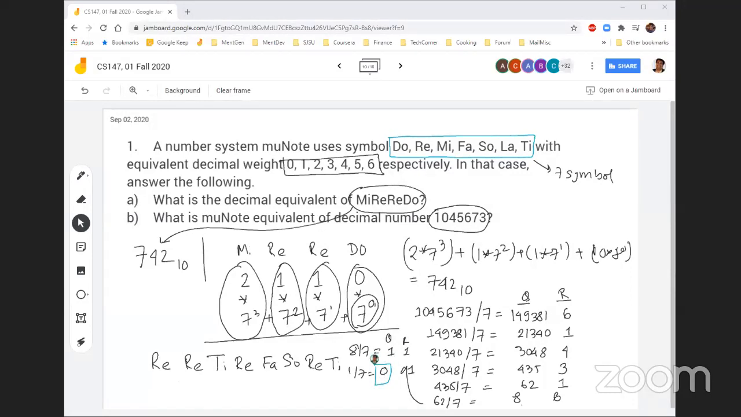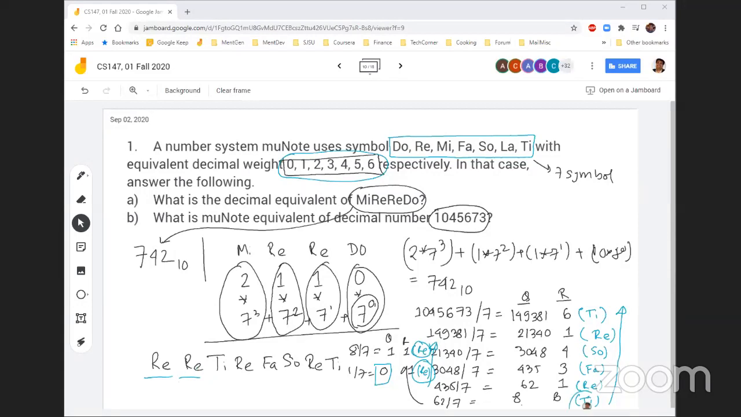Then we mark down the remainder symbols, like 6 corresponds to ti according to our step. And 1 corresponds to re, 4 corresponds to so, 3 corresponds to fa, 1 corresponds to re, 6 corresponds to ti, 1 corresponds to re, and 1 corresponds to re. So now we write the number from end to beginning, in this direction.